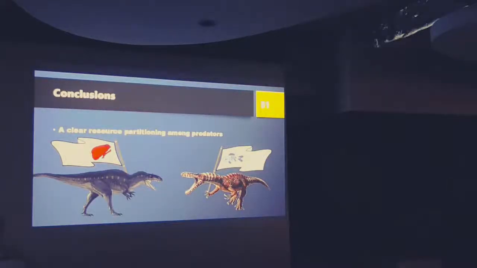So in conclusion, we have a clear resource partitioning among predators of this fauna, with non-spinosaurid theropods that were mostly carnivorous, whereas spinosaurids were more piscivorous oriented. So this resource partitioning between these predators is likely to have buffered the competition between these groups, and it might be a key to understand why predators are so abundant in these faunas.